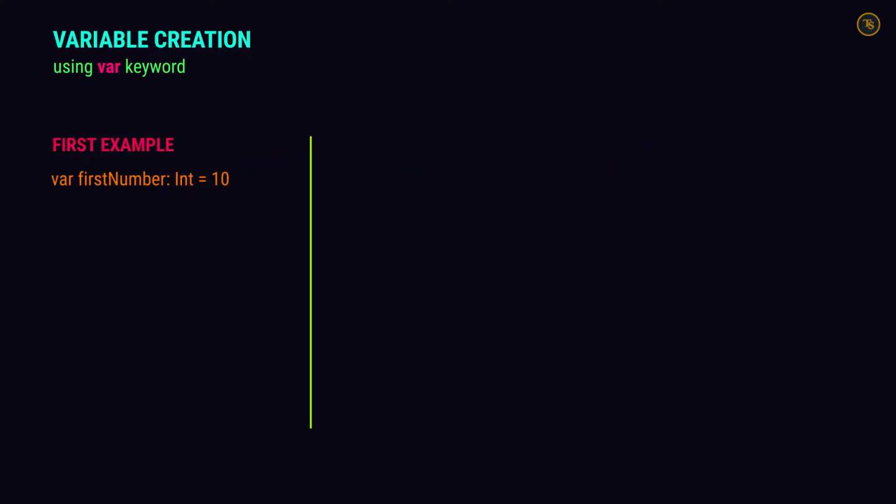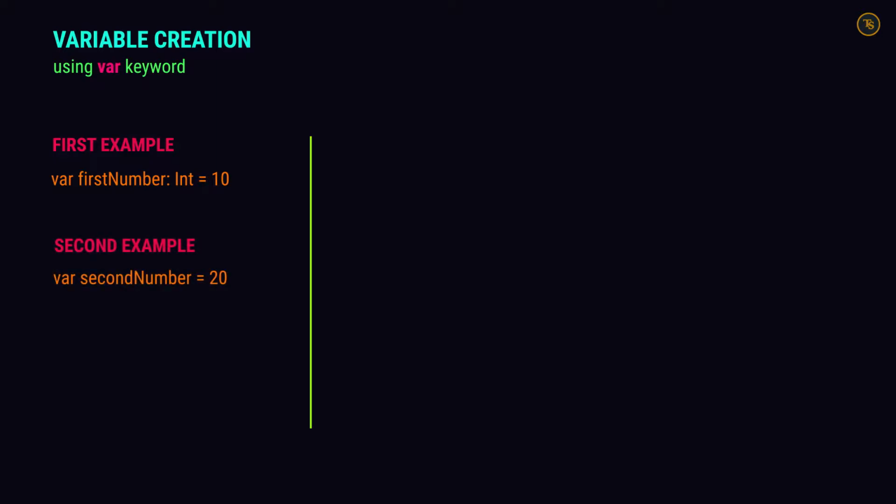According to the syntax, we have to type the var keyword first, then give the variable name. I am giving the variable name first number, then a colon, and after that the type of the variable. I am giving the type int here. This int is a data type in Kotlin. After the data type, type an equal sign and then assign the value. I am giving 10 as the value.